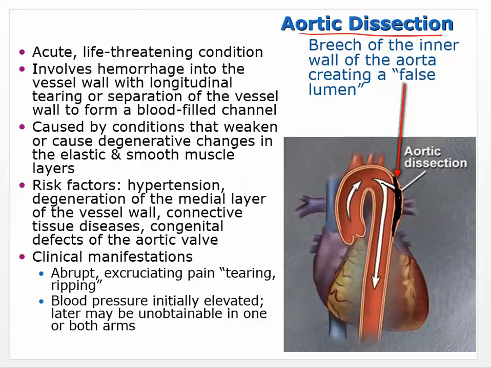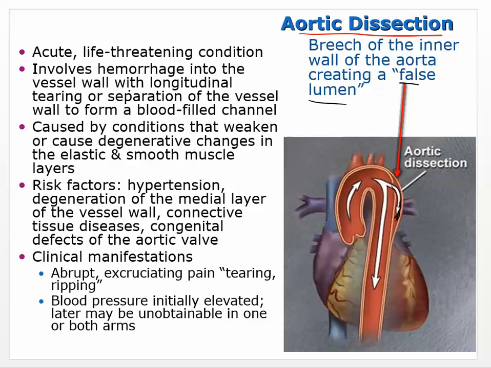So blood has moved in. It could, so that could actually blow out. And if that blows out, there's really not much you can do unless you're right there when it happens, because the blood is going to leak into the mediastinum, and that's going to be just a mess. Okay, so an aortic dissection, breach of the inner wall of the aorta, creating what's called a false lumen. A lumen is just an opening, and so blood moves out into this area as well. Okay, so it's an acute life-threatening condition.